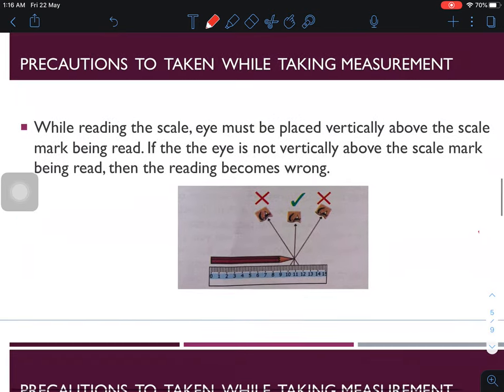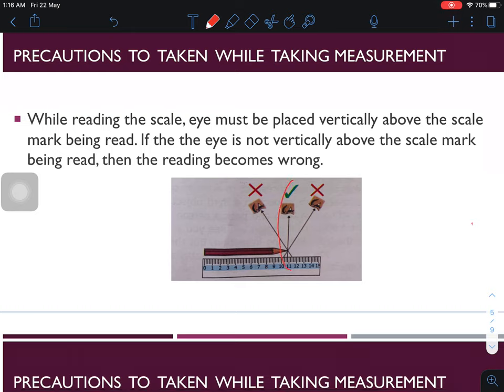Second, your eye should be exactly above the reading. Exactly above the reading. You cannot keep it left, right. ठीक है, आप उसको ऐसे left या right नहीं रख सकते हैं. उससे आपको गलत reading मिलेगी. बहुत ज़्यादा difference नहीं होगा. It could be around 1 millimeter or 2 millimeter. But if we want to know the exact reading, it will create some problem.